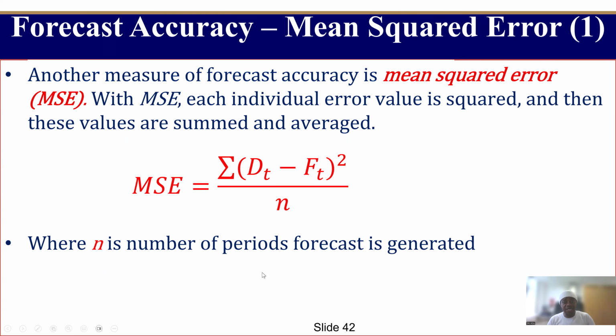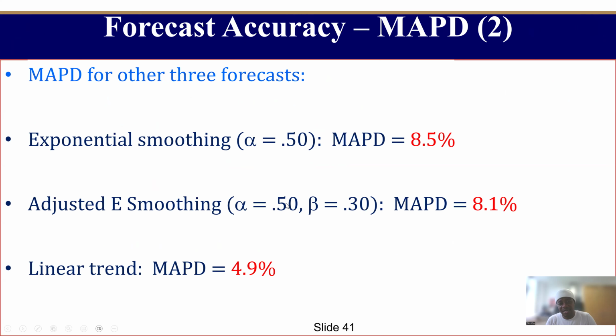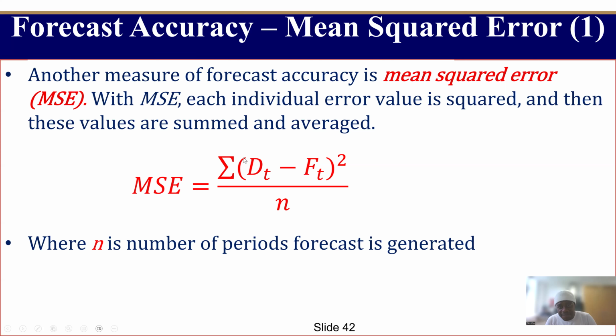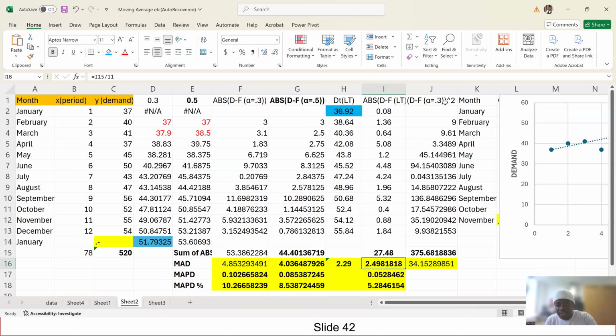The next error is the mean squared error. Watch it. The mean squared error is the same as the MAPD, it's the same thing. You take the D minus the forecast. This time you square it and divide it by the sample size. You square each one. After you find the difference, you square. And I think I did that here. This is the column here. So watch it, I squared each one. You sum it, and then you get 375.6, and so on.